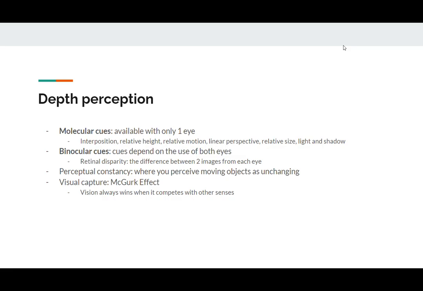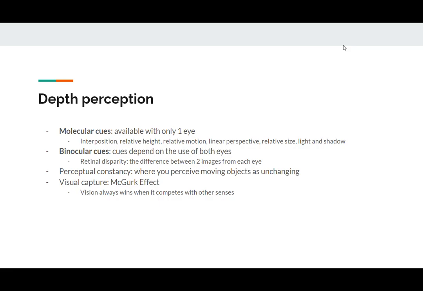And cues, which can be monocular and binocular, can guide us when judging distance. Monocular cues are simply cues available with only one eye, like interposition, relative height, relative motion, linear perspective, relative size, light, and shadow. We'll talk more about that in our video 3.4, which will be about visual perception. So stay updated for that.